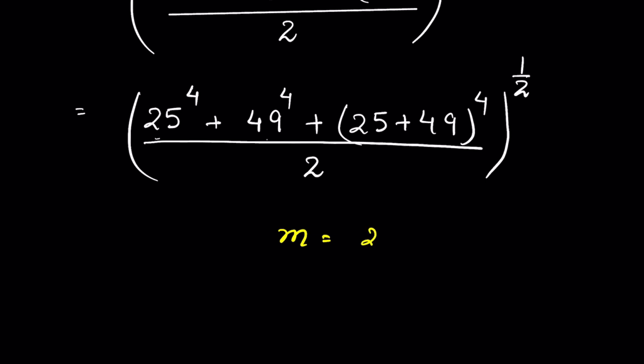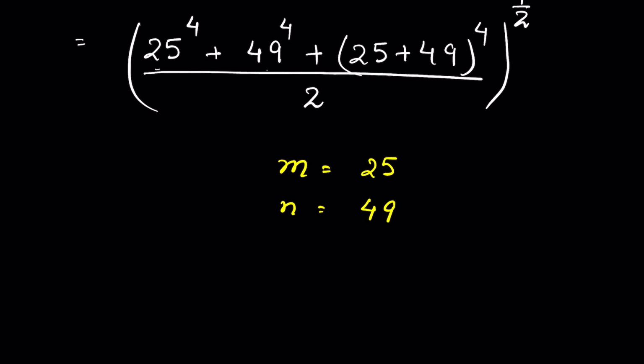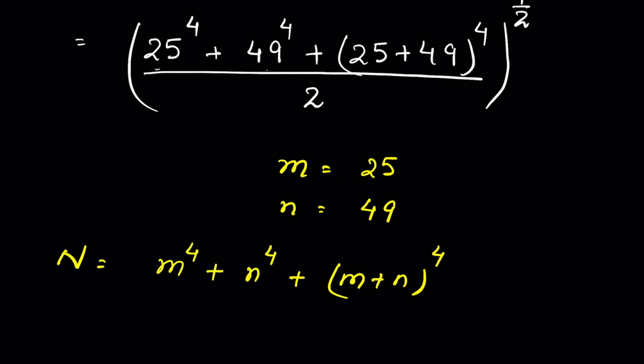Now let's consider m is equal to 25 and n is equal to 49. Then we have m to the power 4 plus n to the power 4 plus m plus n whole to the power 4. We are dealing with the numerator here first, so it's easier to solve it and we don't have to write all the equations every time we solve the steps.